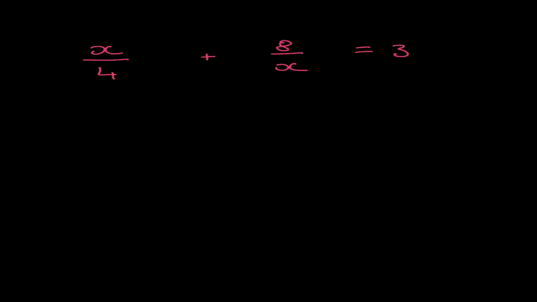So we've got x on 4 plus 8 on x equals 3. So let's try to solve this. Our first step is to make the left-hand side one fraction.